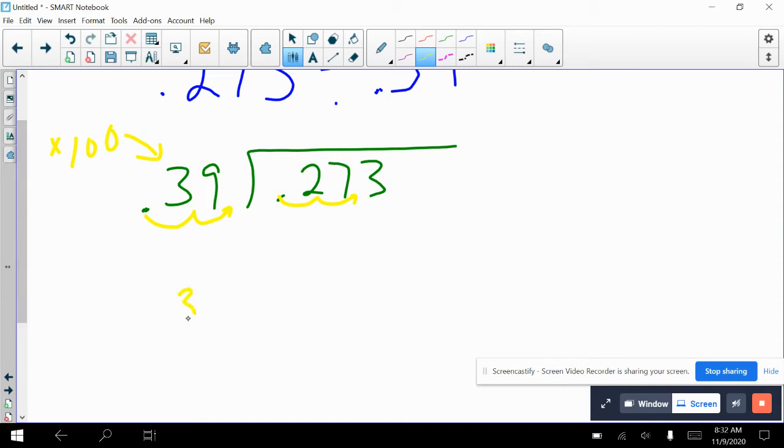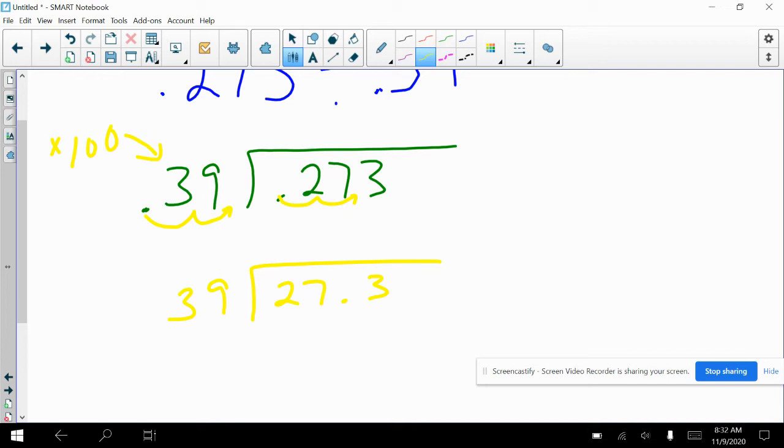Okay, so now our problem is 39 divided by 27 and 3/10. It's not always going to end up at the end of the number. Brady, do you have a question? Okay, so I want to get that preconceived notion out of your head. The decimal is not always going to end up at the end. It depends.